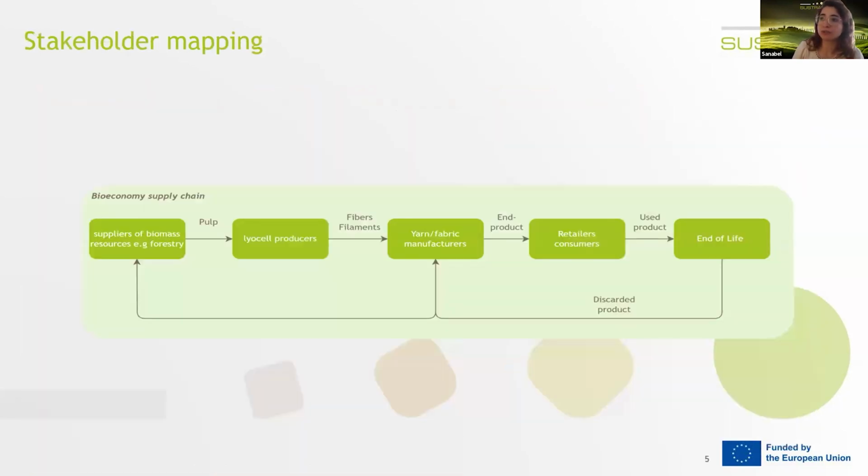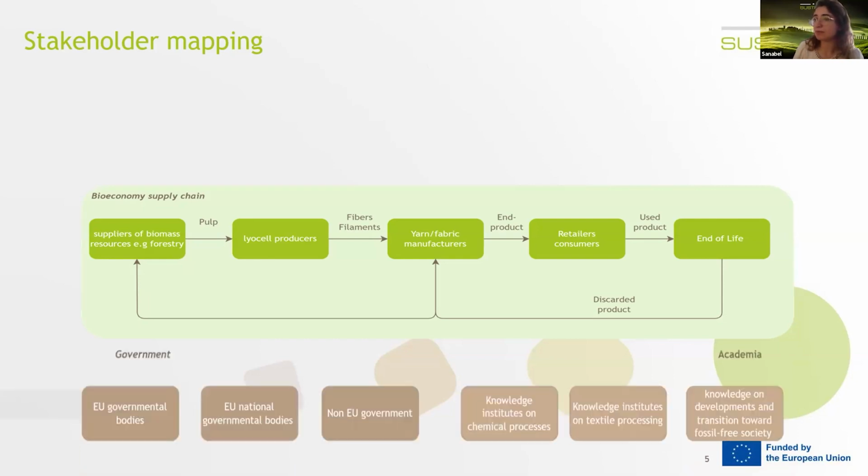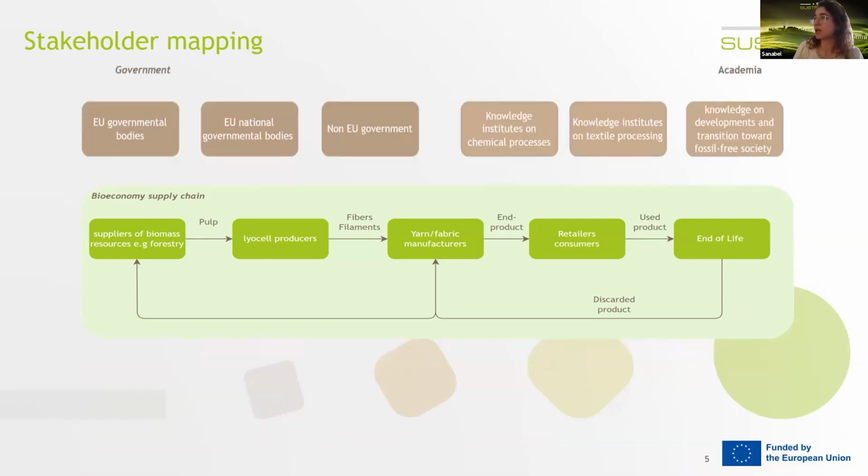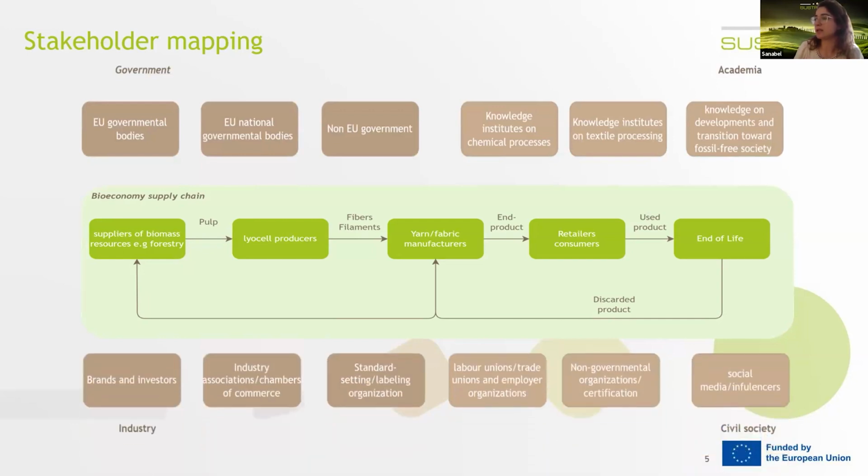Of course, we looked into the stakeholders that are related to the lyocell products from the supply chain into the end of life, and we mapped them into 4 categories: government, academia, industry and civil society. And looking into this, we can see that a lot of stakeholders are included in this transition, which makes it really a challenge.